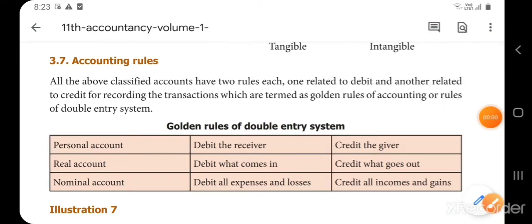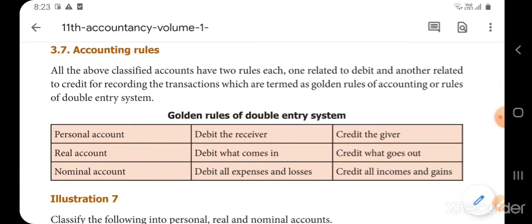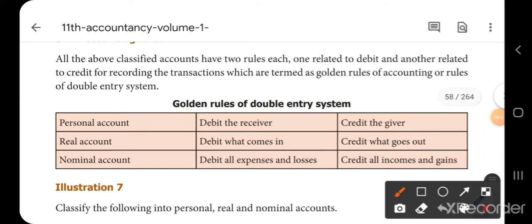We'll see the accounting rules. This is very, very important. Only if you know this thoroughly, it will be easy for you to prepare the journal entries. Okay. Now, we have seen the various types of account: personal account, real account and nominal account. Now, what is the rule for personal account? Debit the receiver, credit the giver.